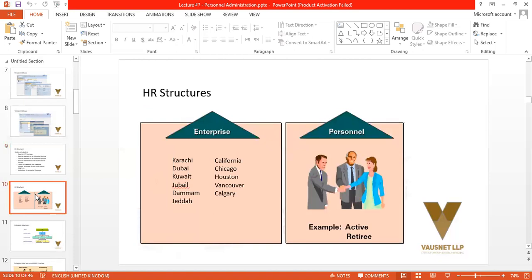Speaking of structures, yes, we're talking about multiple locations, and multiple locations will be your personnel areas. Okay. Then personnel sub areas will be offices, factories, and then we'll have employee groups and subgroups. What are employee groups? Employee groups are active, retiree, early retiree. Subgroups are salaried, contractual, part-time. These are salary, monthly, hourly, contractual, part-time. These are employee subgroups.